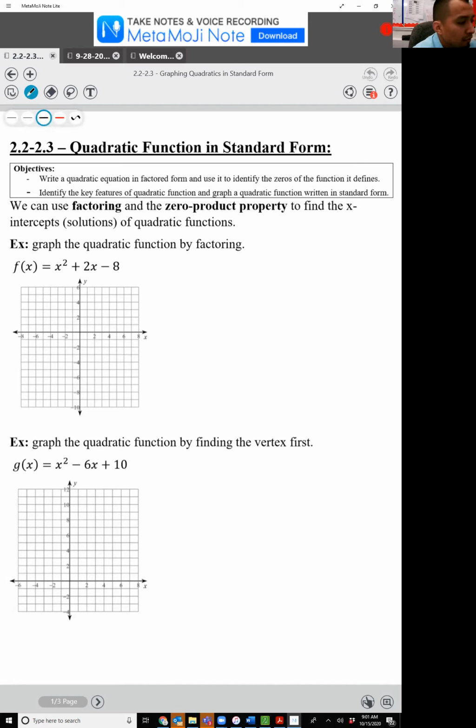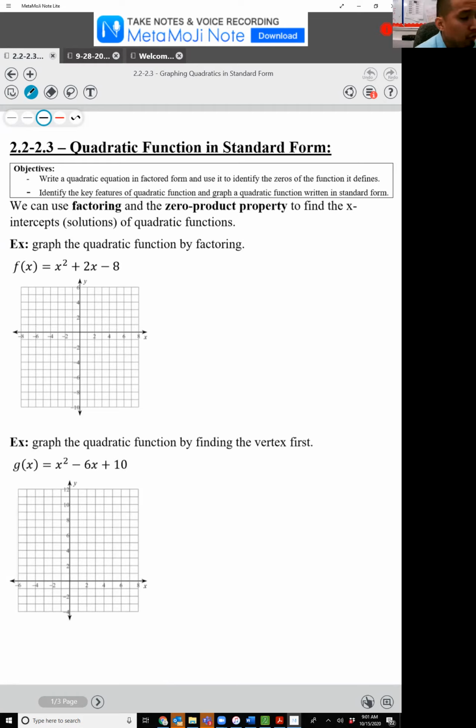Cool. So the first one says we can use factoring and the zero product property to find the x-intercept solutions, that's another name for it, of a quadratic function. Graph the quadratic function by factoring. So f of x equals x squared plus 2x minus 8. I'm going to go ahead and factor that.